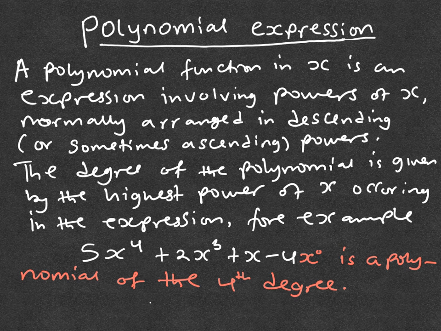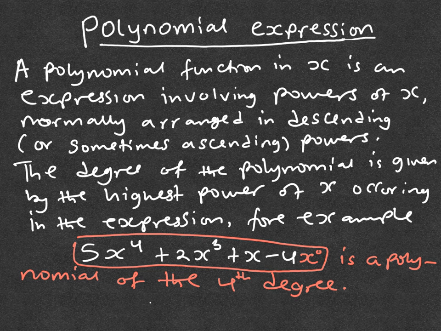So it is just easy if you have been asked to tell the degree of a polynomial, just look at the highest power of x appearing in the expression. Remember, this is an expression involving powers of x either arranged in descending or ascending order. Okay, so for this case, we are having the powers of x dropping from x to the 4th up to x to the 0. So this is a descending order. All right.